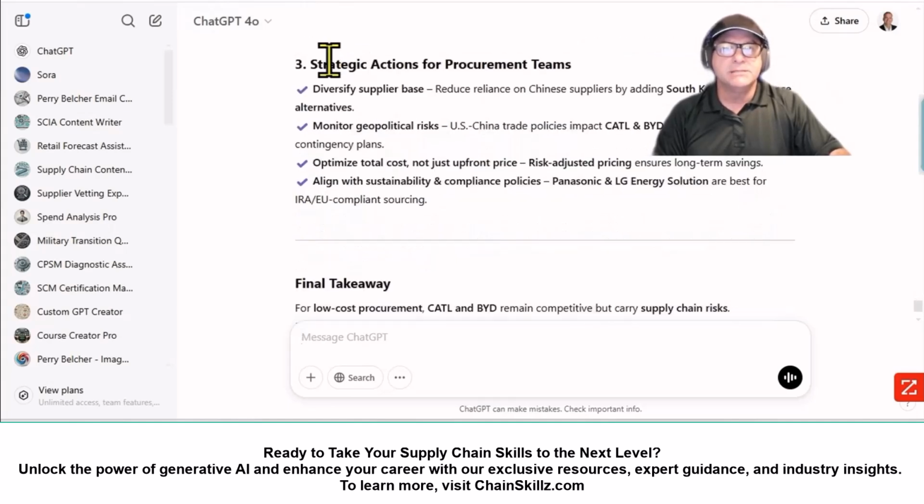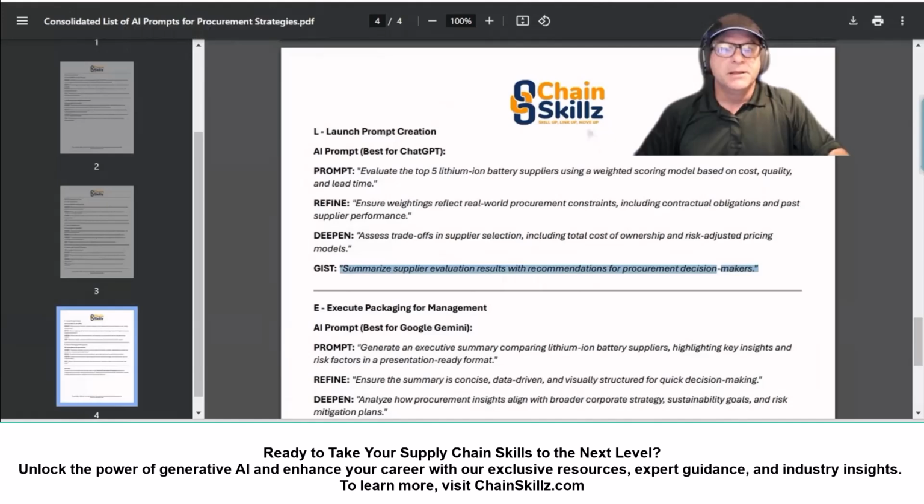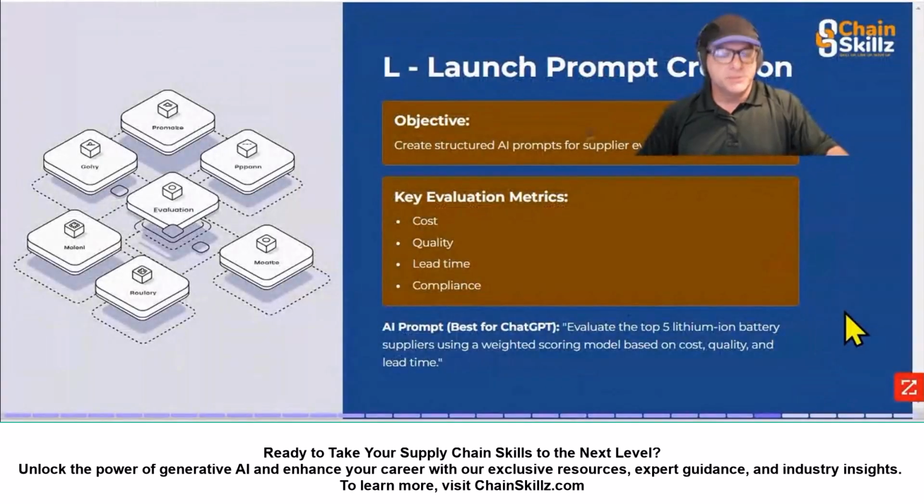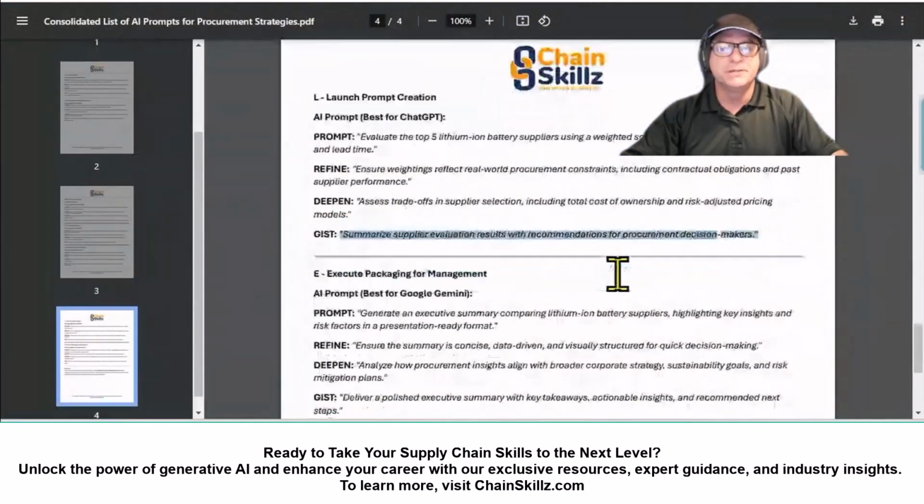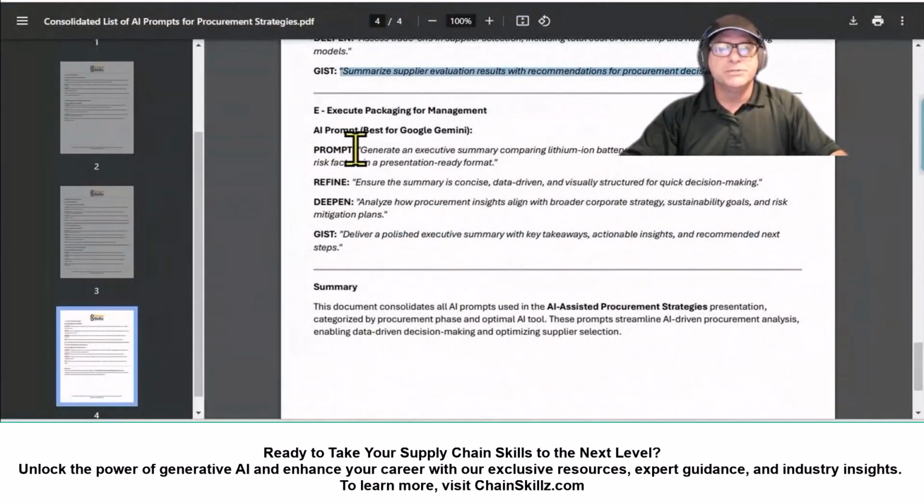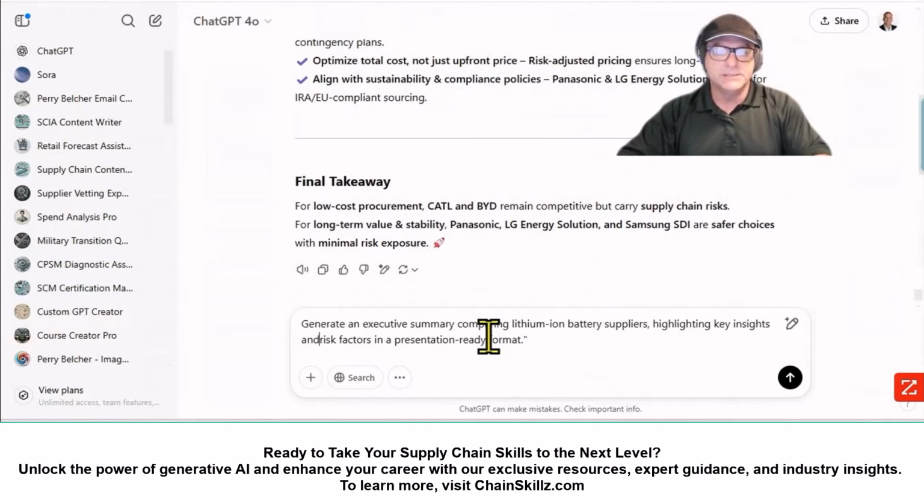And strategic actions like this: monitor geopolitical risks, optimize total cost, align with sustainability and compliance policies. All good stuff here. All right. We launched the prompt creation, we launched it, and then we execute a packaging for management. What this means is we take everything that we've done so far and we package it up nicely to where it's actually usable information that we can present to somebody to get a decision or to give them information so that they can be informed as a decision maker.